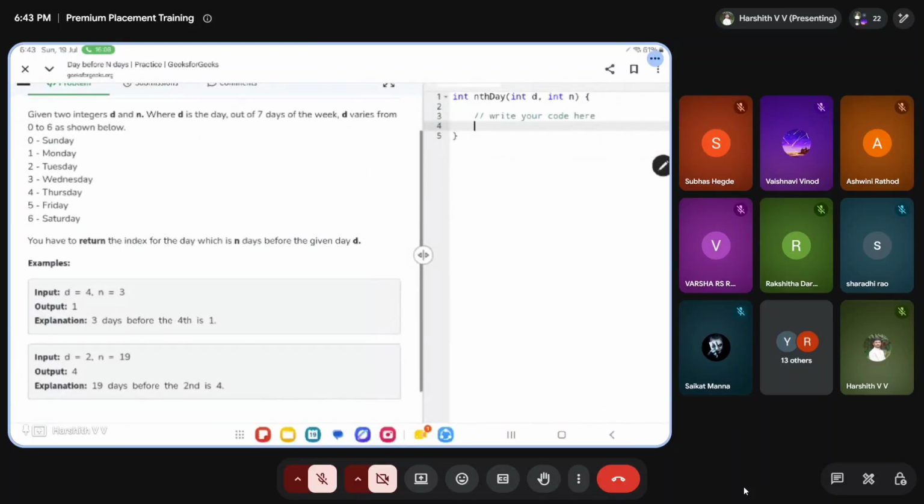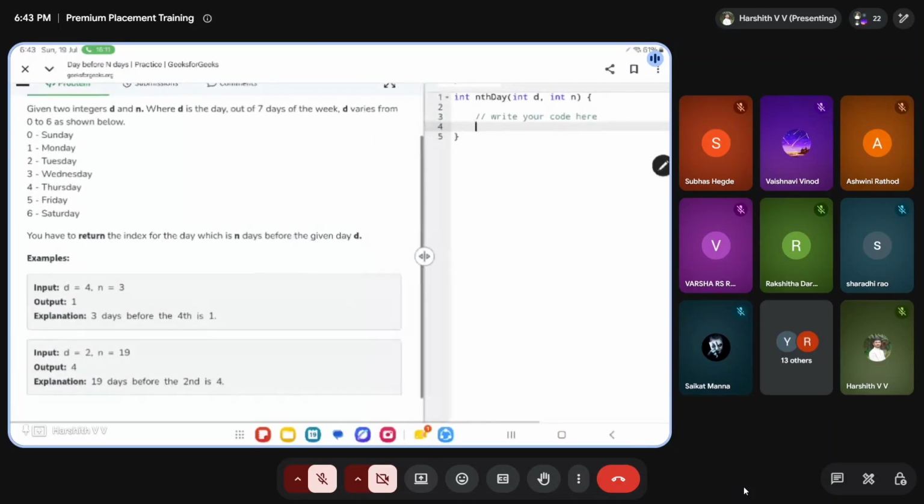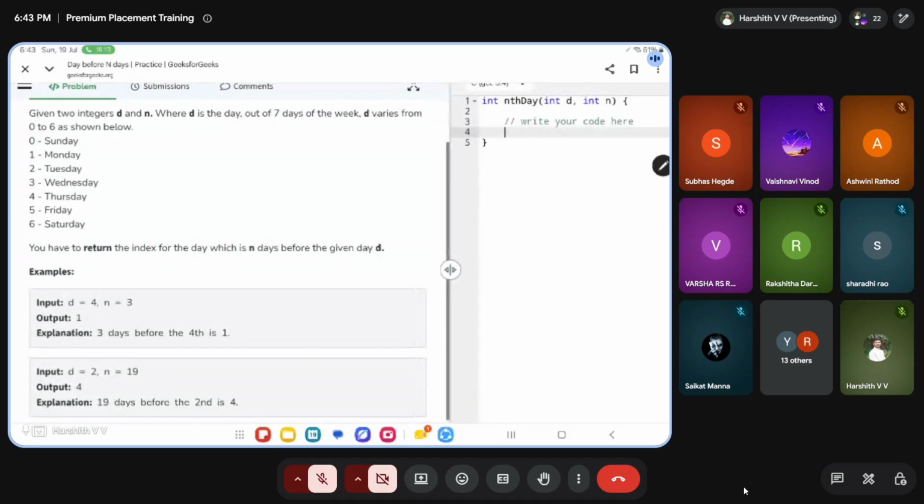Read this. This is an easy level question, not a basic level question. Till here, whatever we solved is basic level question. This is a little bit higher level, easy level question. Given two integers d and n, where d is the day out of 7 days of the week. D varies from 0 to 6 as shown below. 0 is Sunday, 1 is Monday, 2 Tuesday, 3 Wednesday, 4 Thursday, like that. You have to return the index of the day which is n days before the given day d.